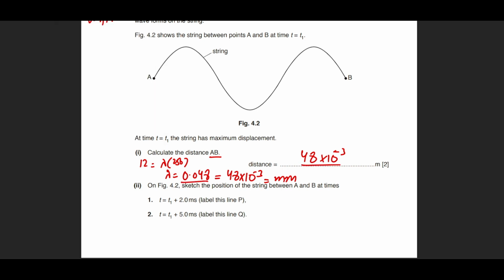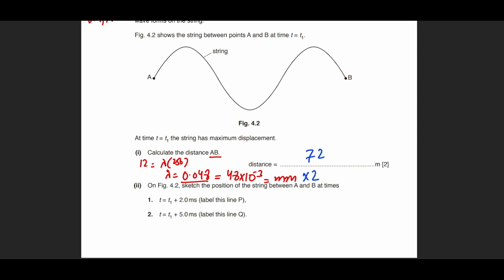So now we need the distance from A to B. We have to be clever about this. This is not the answer. You see, this is one wavelength, from this point to this point, this is 48. From this point to this point, how much would this be? This is actually half a wavelength, right? So you multiply this 48 with 1.5 wavelengths, because this is how it is, and find the answer, which is going to be 72 millimeters.